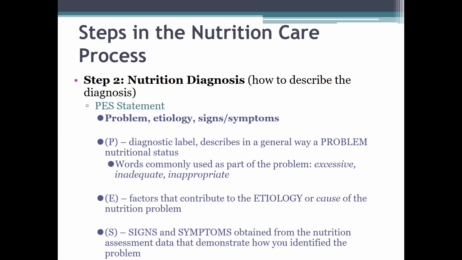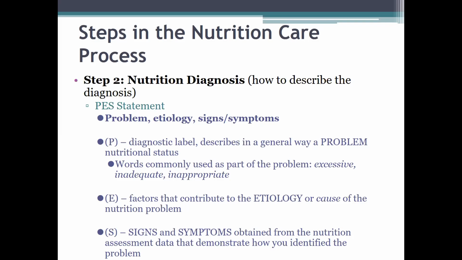So the problem is a diagnostic label. This will sound usually the most like a medical diagnosis. And in fact, people often use a medical diagnosis as the P in the PES. We also sometimes talk about problems relative to lab values and food, like excessive carbohydrate intake or inadequate iron intake or inappropriate meal pattern. So that's how we start the PES statement.